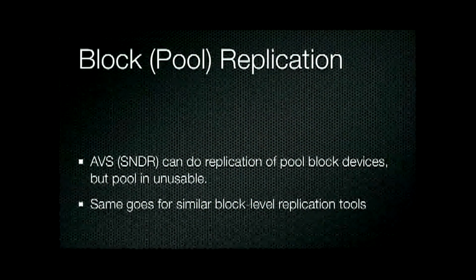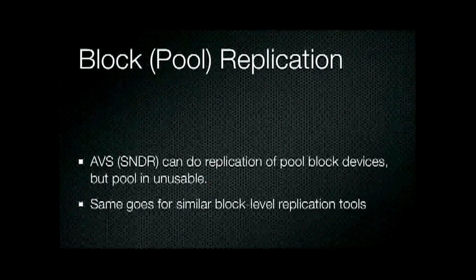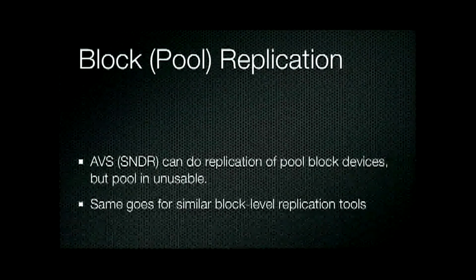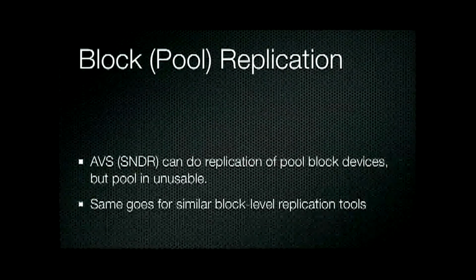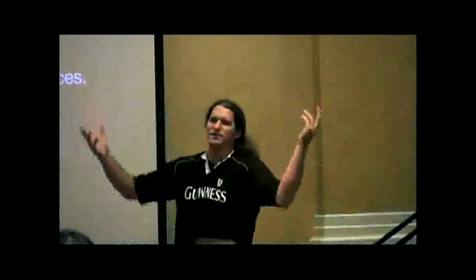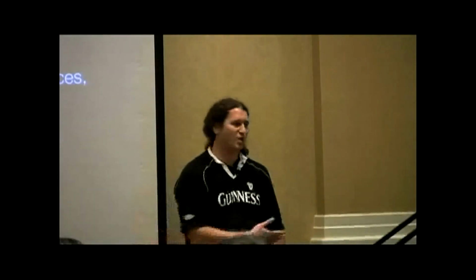Block replication of the entire pool. Some people still like the old school idea of just backing up the raw block device and forgetting what's on top. ZFS, UFS, who cares? Just replicate all the blocks, and the Availability Suite can kind of do that for you. SNDR, which is Sun's Solaris Network Data Replication, can replicate the pool out for you to another place.